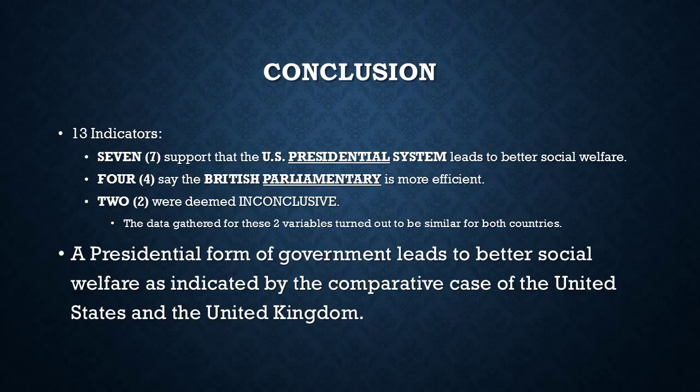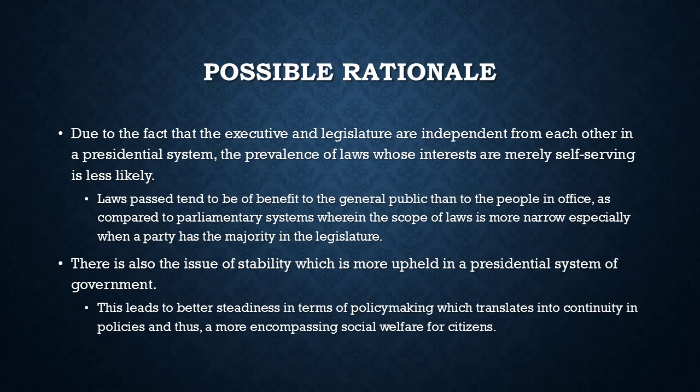Out of the 13 indicators, 7 affirm that the laws in America are more effective in providing for the social welfare of citizens as compared to only 4 indicators that attest to the effectiveness of British laws. 2 indicators were deemed to be inconclusive due to the fact that the data gathered turned out to be similar for both countries. This conclusion is apart from the number of laws that each legislative branch has passed over a year from 2009 to 2010, where the United States has in par more laws that have passed compared to the United Kingdom. The possible rationale.